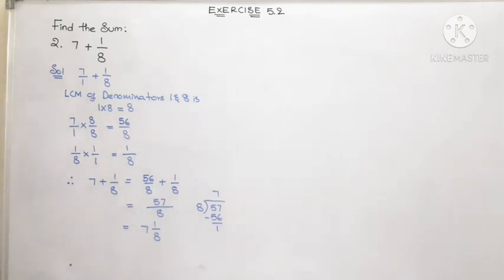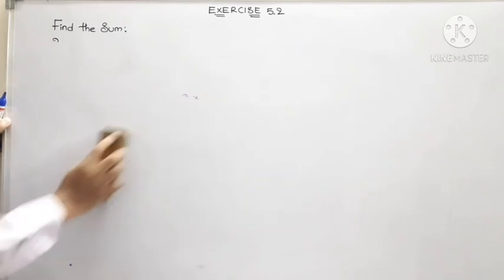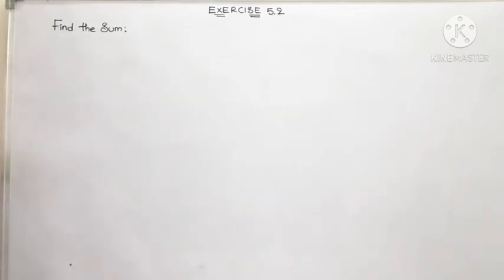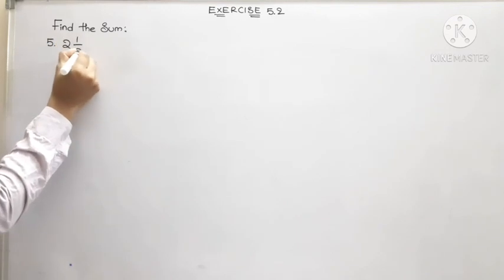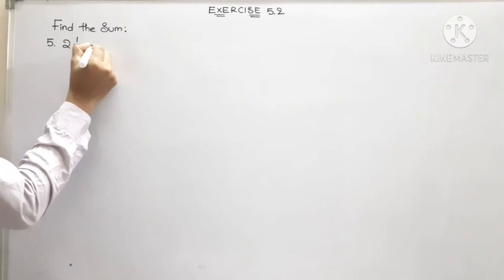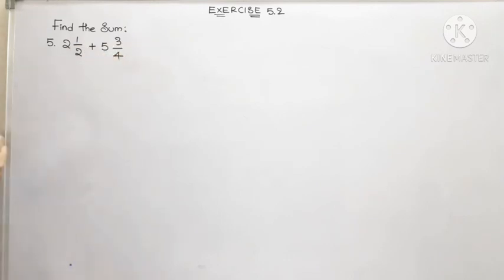Now I am going to do the fifth one, children. So 3 and 4 are homework. Now I am going to the fifth one, which is a different question. So the fifth one is 2 1 by 2 plus 5 3 by 4.